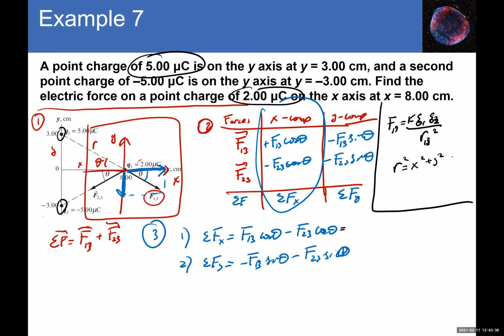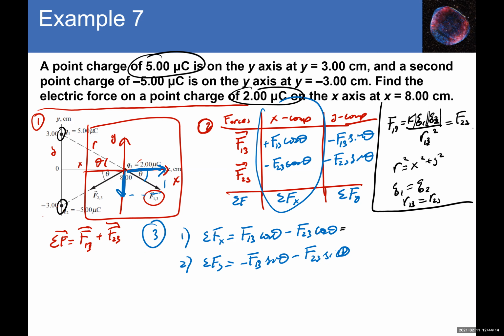For this equation, since Q1 equals Q2 in magnitude, the other one is negative, but when I plug in, I'm going to use absolute values, and they are equal to one another. And R13 is equal to R23. Both of them have exactly the same distance to charge 3. Then I can say that this F13 that I calculate is the same as F23.